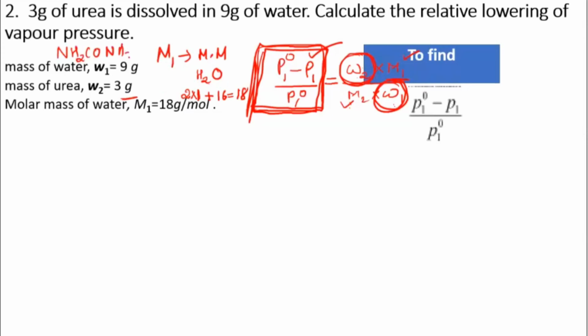Most of the time they give it in the problem, but in case not, it's better that you remember these formulas: glucose, sucrose, water, urea, benzene. These are frequently used solutes and solvents. It's better if you remember them. So NH2CONH2, this is our molecular formula. So how much will be the molar mass of this urea? You can tell, students, how much it will be.